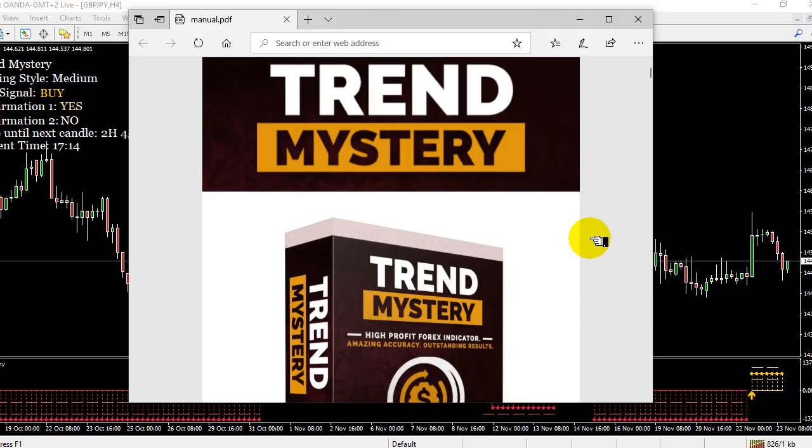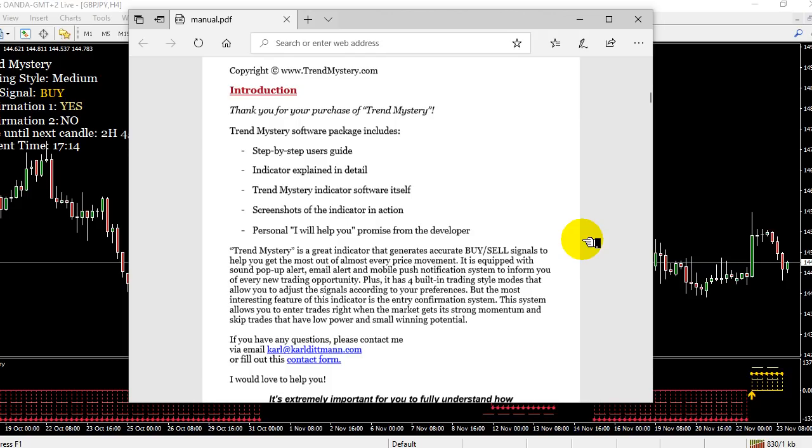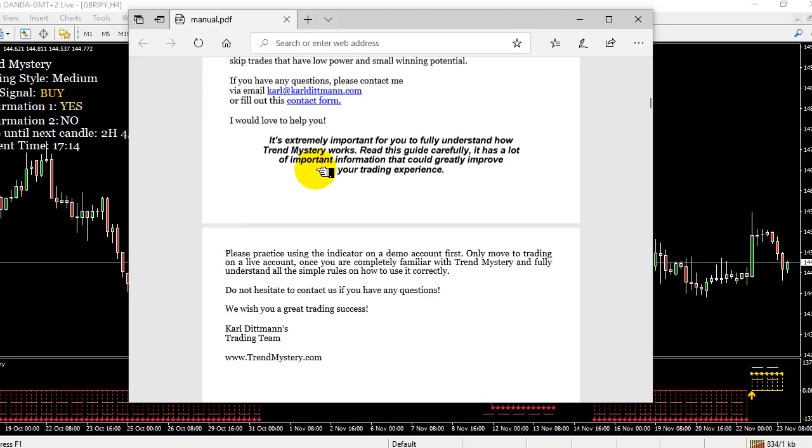Okay, so let's get started looking at some of the rules that we're going to have to know before we approach any trading strategy. Rules are the lifeblood of any trading strategy. So first thing, when you do get the software, get the user guide, which we're looking at right now. They're going to explain the indicator in detail. You're going to get the indicator itself, obviously, to put on your chart, and screenshots to help you understand how things work. And if you have any problems, head over to the email address for Carl, and he'll certainly help you out.